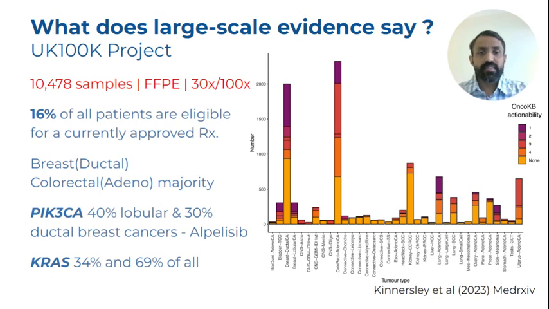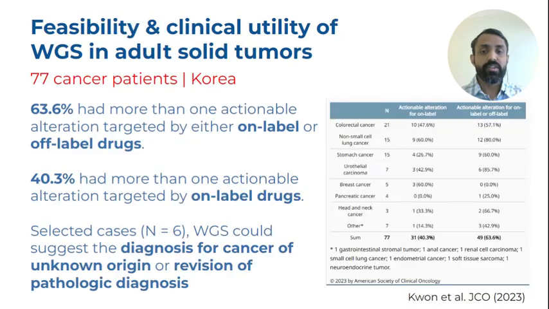Now, what does evidence say in terms of use of whole genome sequencing in oncology? Of course, there is a very recent paper from the UK 100K program, which suggested that around 16% of all people with whole genome sequencing become eligible for currently approved therapies. And that is a significantly large number, because that's approximately 1 in every 6 individuals with cancer who have received a whole genome sequencing would have an actionable genetic variation which can be treated using an approved therapeutic regimen.